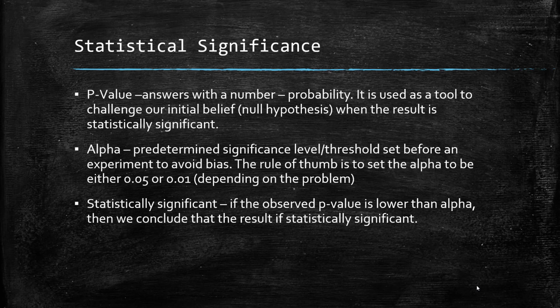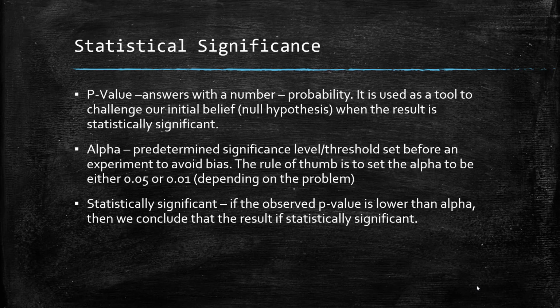So we talk about terms, we talk about a p-value, and the p-value is a number, it's a probability, and we use it as a tool to challenge our initial belief, which is the null hypothesis, when the result is statistically significant. So we're going to look at a p-value in our independent samples t-test or our paired samples t-test or our ANOVA or our chi-square. We're going to look at that p-value to determine if our research hypothesis is statistically significant, or did it just happen by chance?